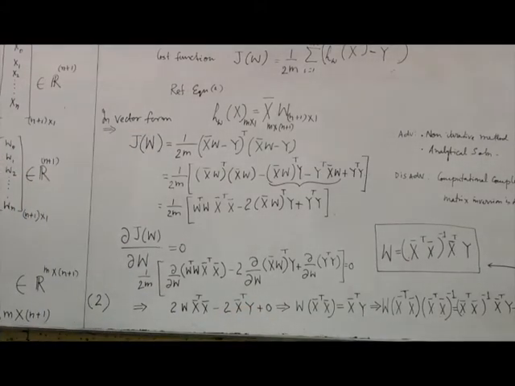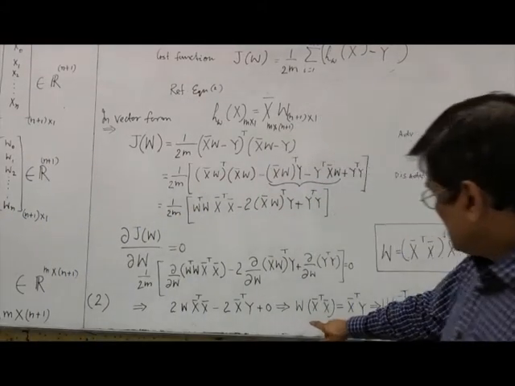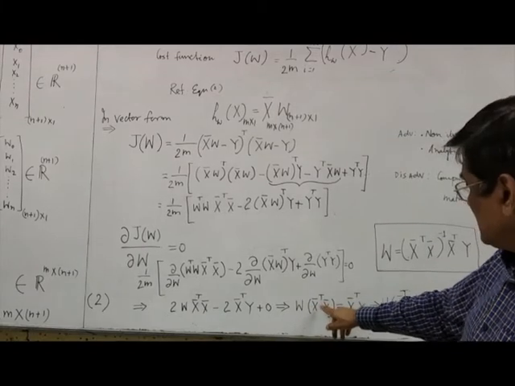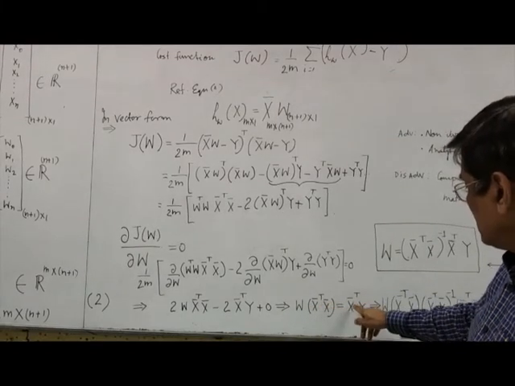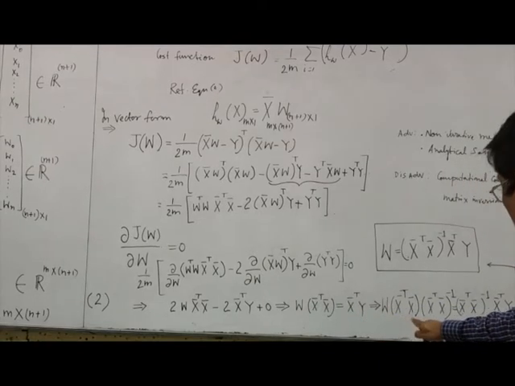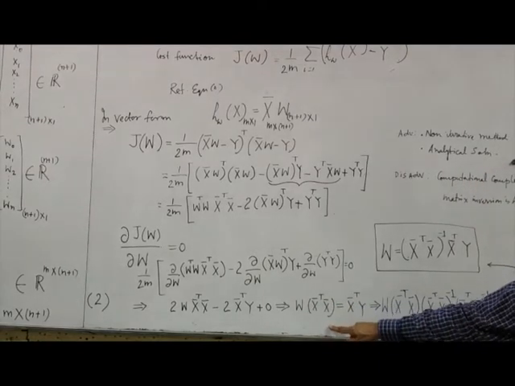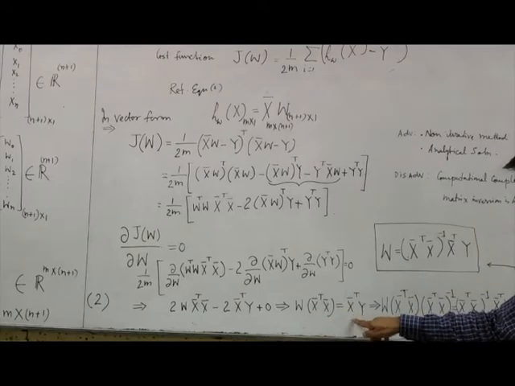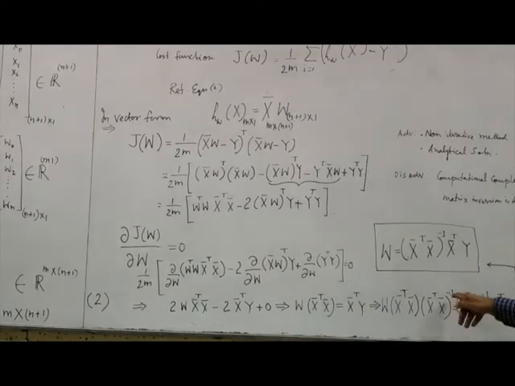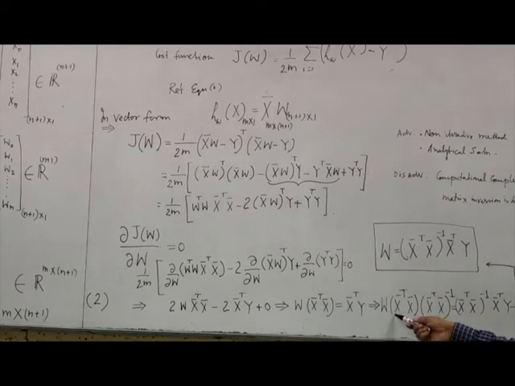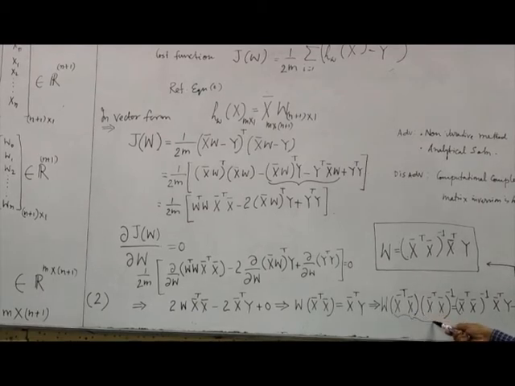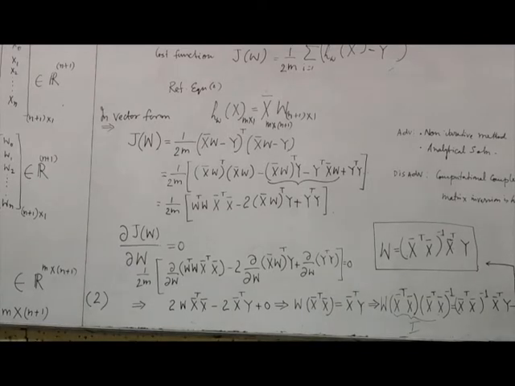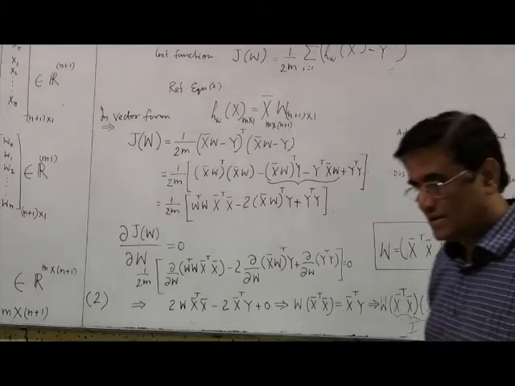So eventually it is giving you W times x bar transpose x bar equals x bar transpose y, which now I am trying to take this guy on this side, so I am just multiplying it by its inverse. So this is becoming y, and this is taking this step. This is very, very important. This is what actually we are wanting.